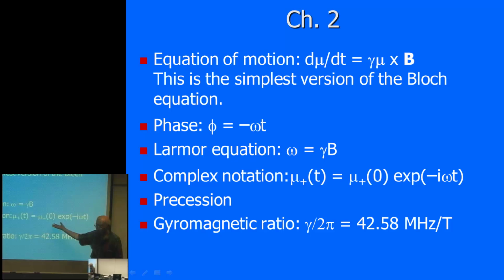You have different ways. You can break this into Cartesian coordinates to solve the Bloch equation, or you can rewrite the Bloch equation in complex notation and solve it that way. Precession: the spins, the protons, precess around the field in a clockwise direction, and also the terminology of gyromagnetic ratio. So that's what we talked about today. Any questions? Go home, digest, and do the homework problem, and if you have questions, ask on Thursday.